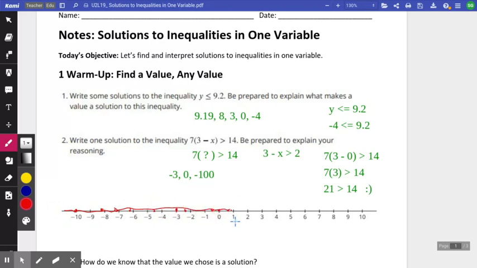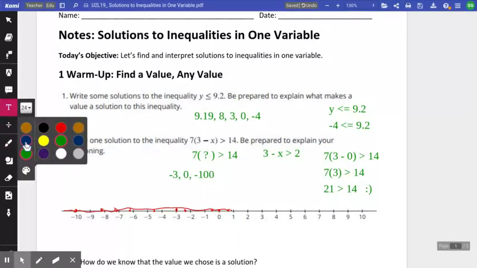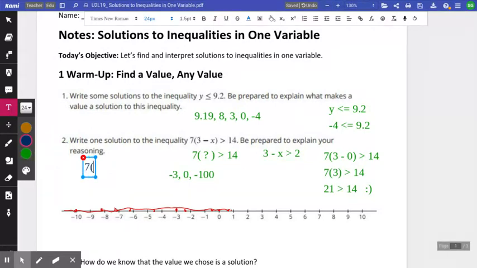Now, when we think about the number 1 itself, could x equal 1? Well, we could figure that out by doing what we've been doing for all these numbers and substituting. We could say 7 times 3 minus 1 is greater than 14. 7 times 2 is greater than 14. 14 is greater than 14. Is that a true statement? It is not going to be a true statement, because 14 is not greater than 14.